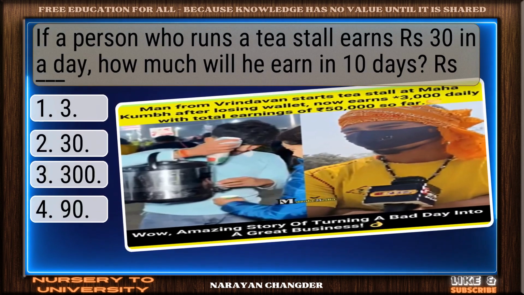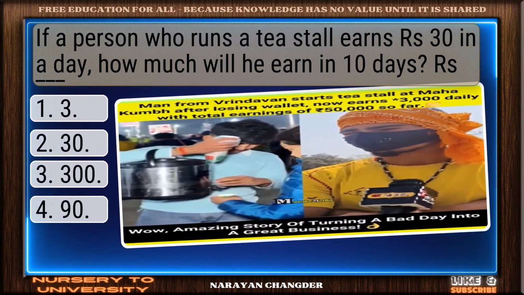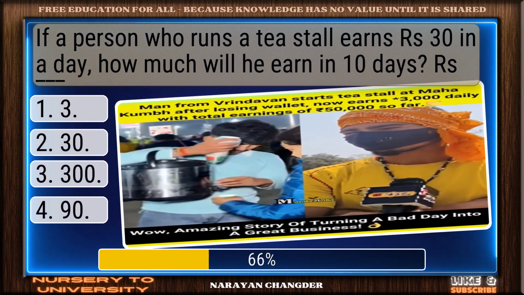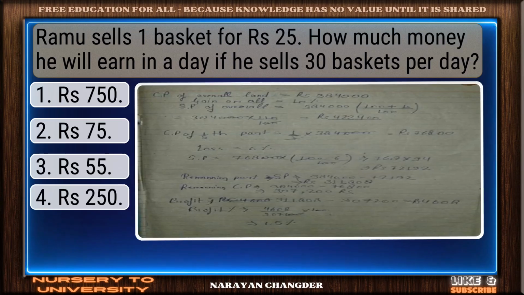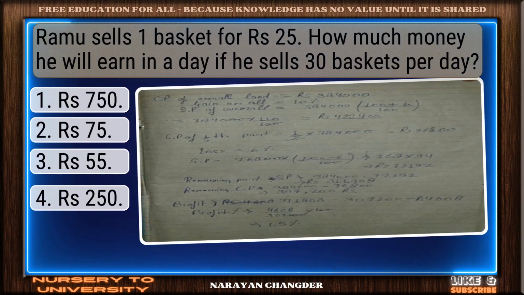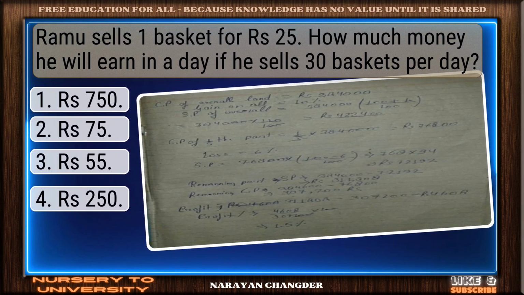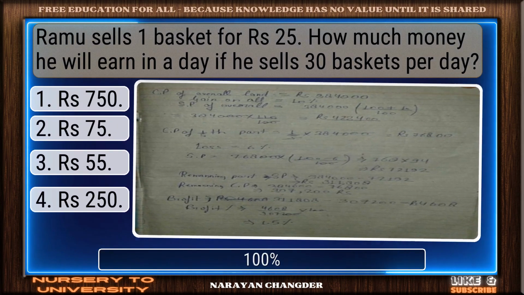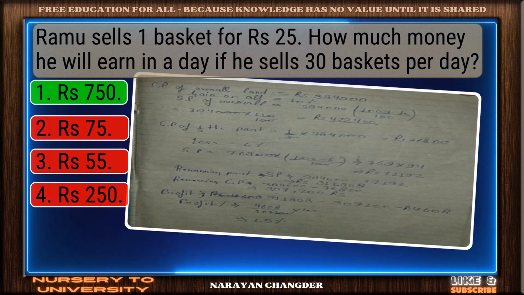If a person who runs a tea stall earns Rs 30 in a day, how much will he earn in 10 days? Rs dash. Well picked. 300 is the correct answer. Ramu sells 1 basket for Rs 25. How much money he will earn in a day if he sells 30 baskets per day? Smart move. Rs 750 is an accurate answer.